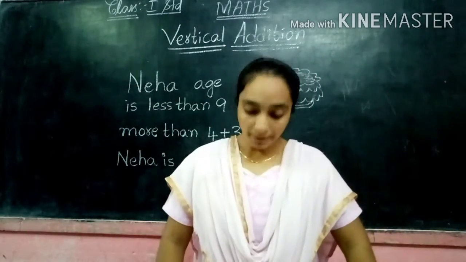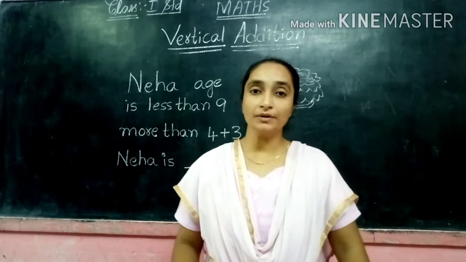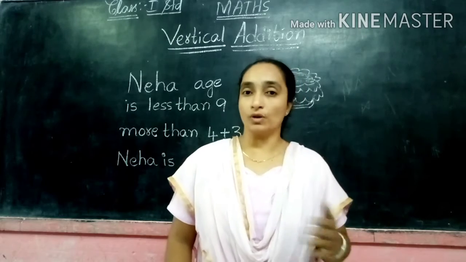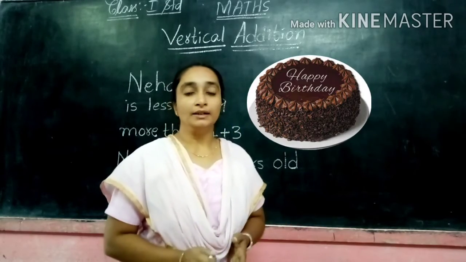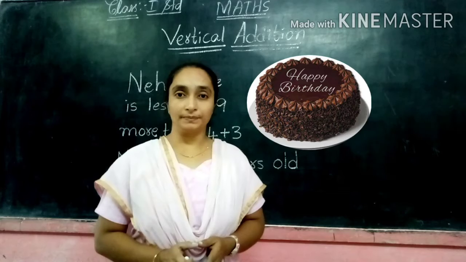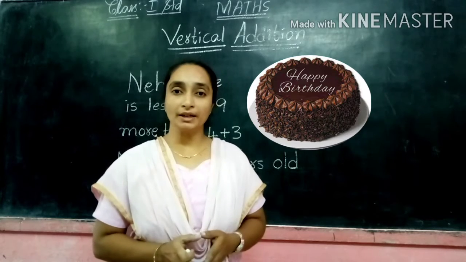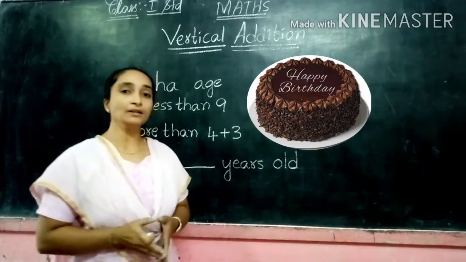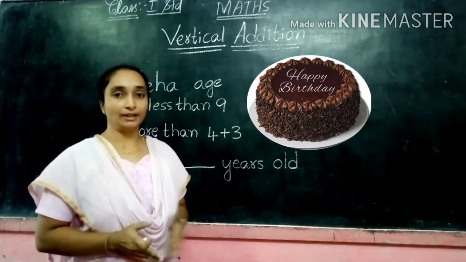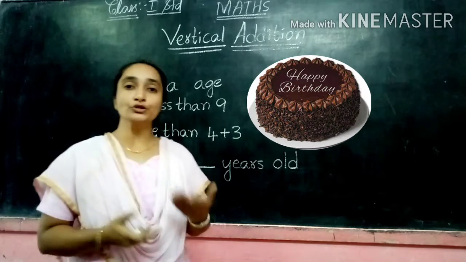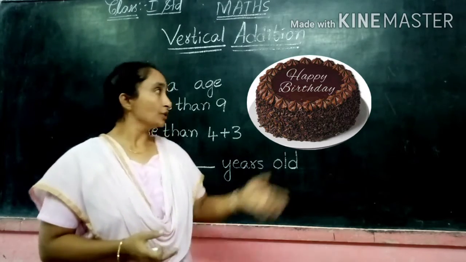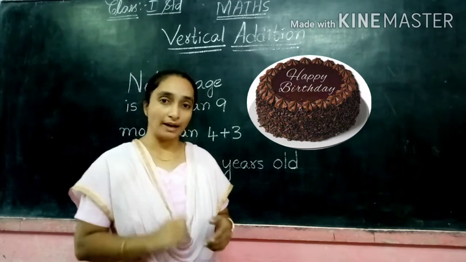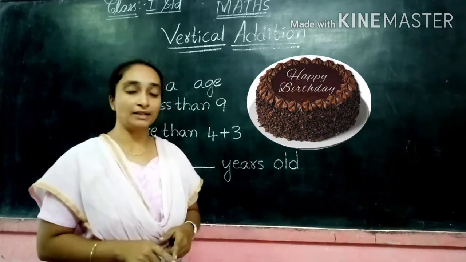So children, on page number 101, here we have a small question. Think and answer. We have to think and we have to answer. So what is the question? Here it is the birthday of a little girl, Neha. On her birthday, she has bought a big cake. Here we can see her birthday cake, and we have to find out her age. Now cake is there, candles also must be there. So we have to keep our candles.